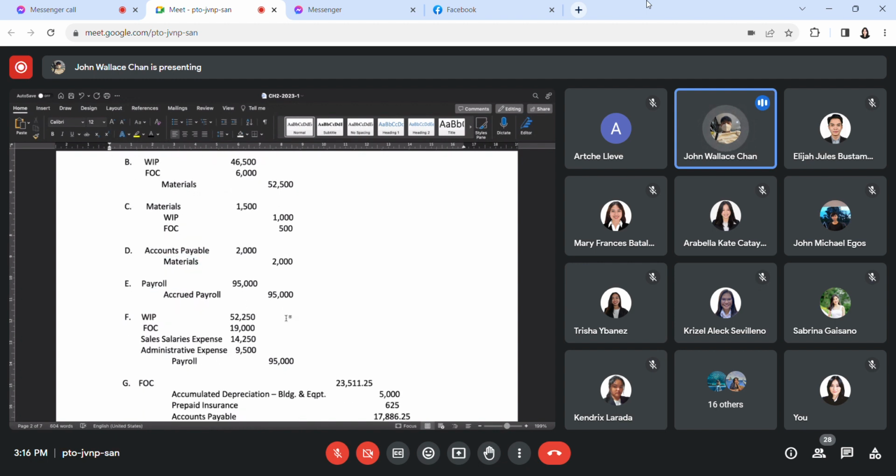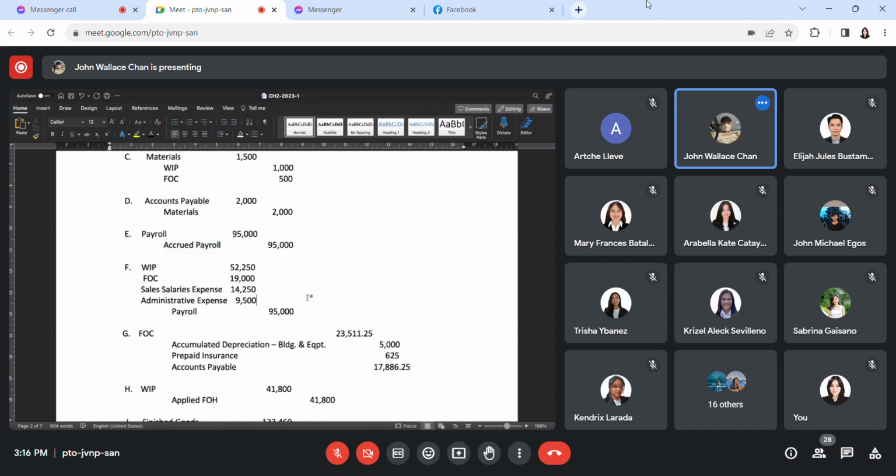For letter E, payroll of 95,000 was accrued in April, so debit payroll, and then we credit accrued payroll. For letter F of the payroll, direct labor represented 55%, indirect labor represented 20%, sales salary represented 15%, and administrative salaries represented 10%. And then the direct labor cost was distributed as follows, as you can see in the book.